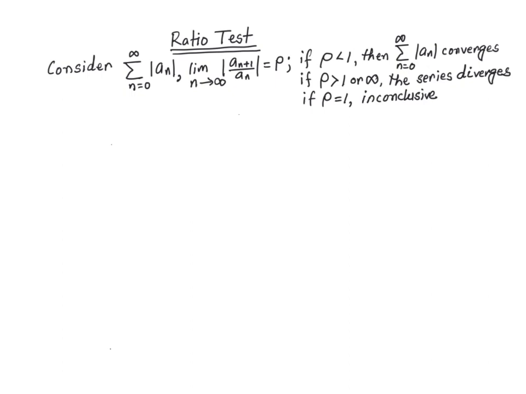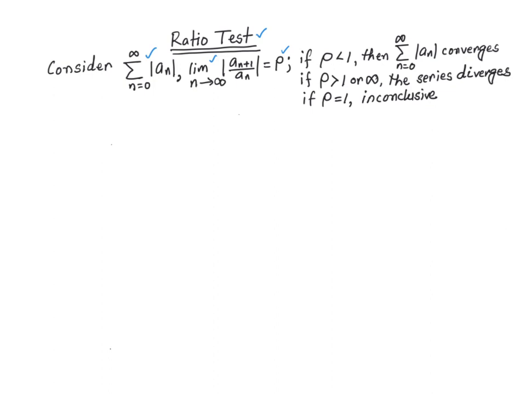In this video, I'm going to talk about the ratio test and then I'm going to show you how to prove the ratio test. So let's consider this series, summation n equals 0 to infinity of the absolute value of a sub n, and consider the limit as n approaches infinity of the absolute value of a sub n plus 1 over a sub n, and let's assume it to be rho. Now, this is the Greek letter rho, R-H-O.